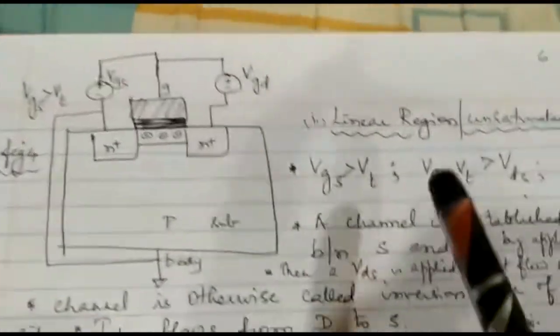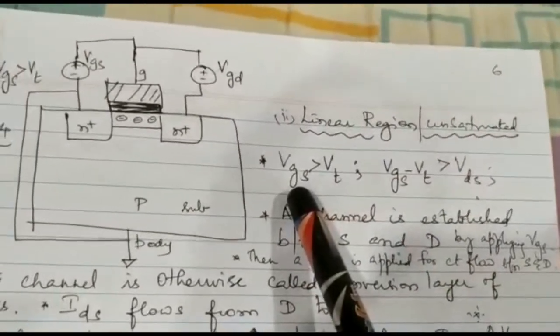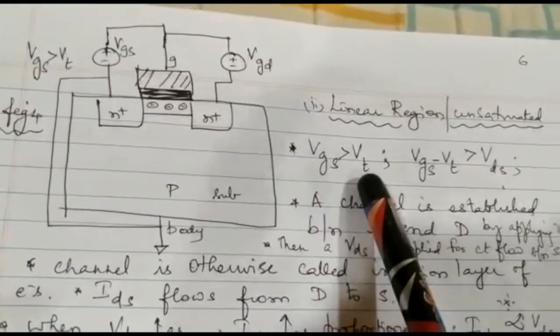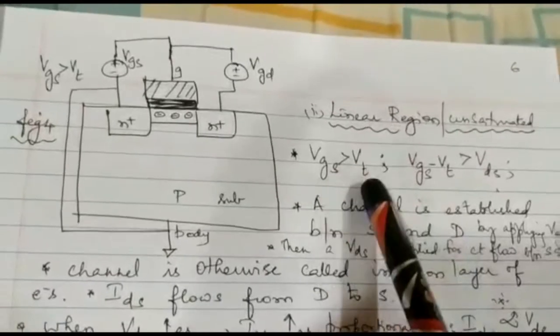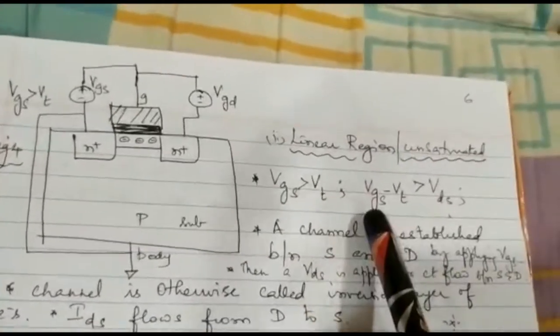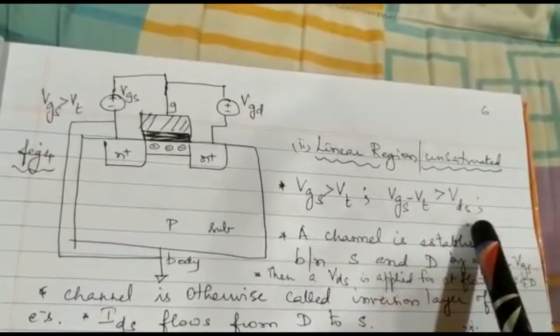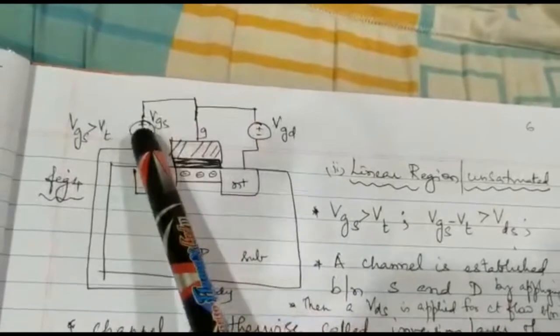Now coming to the linear region or unsaturated region. Now when you increase the VGS voltage above the threshold voltage, in the cutoff the VGS is less than VT, now it is greater than VT. But the difference in voltage between them is greater than VDS. What is this VDS? The voltage that is applied between drain and the source.